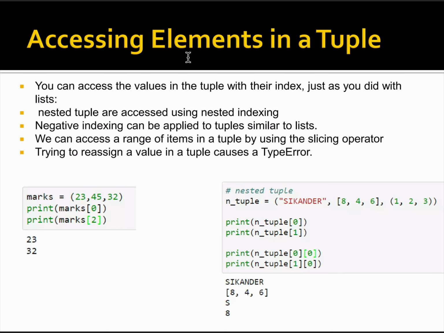Next, accessing elements in a tuple. You can access the values in a tuple using their index, just as you did with a list. Nested tuples are accessed using nested indexing. Negative indexing can be applied to tuples similarly to lists. We can access a range of items in a tuple by using the slicing operator. Trying to reassign a value in a tuple causes a type error.